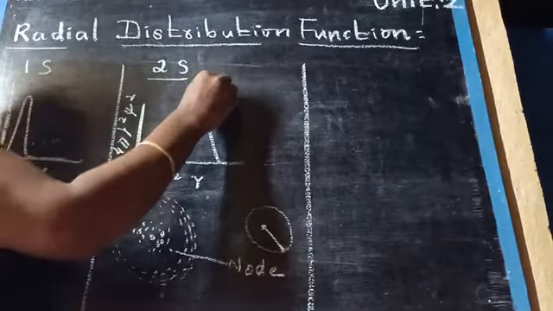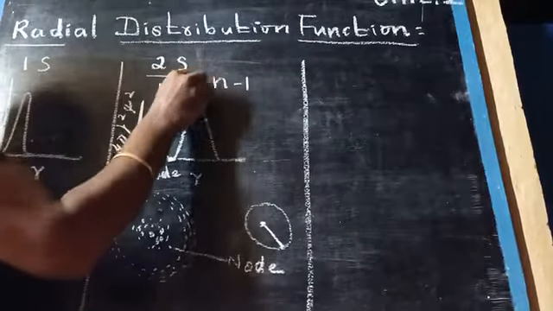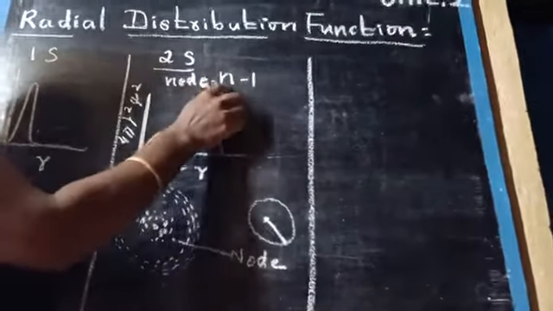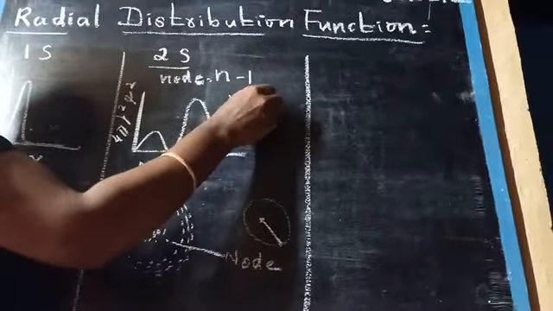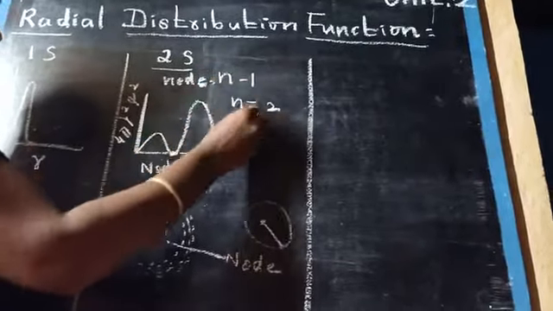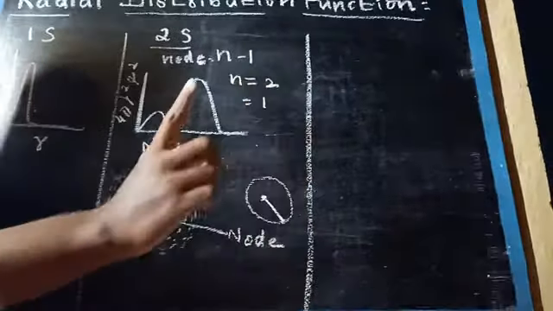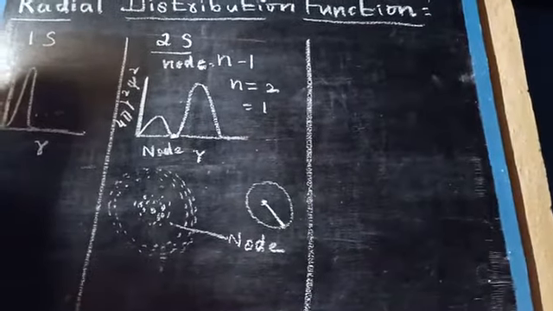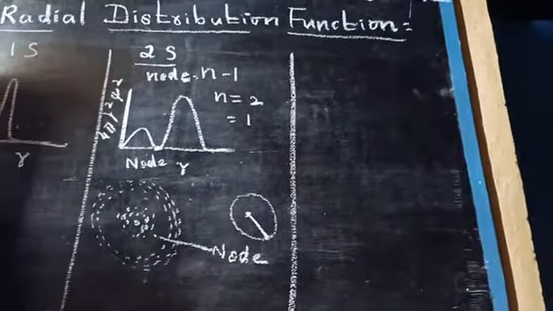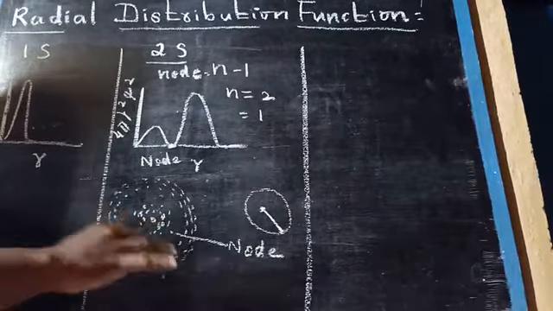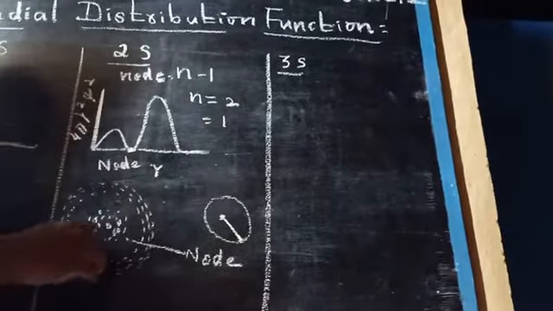According to the node calculation formula n minus 1, n is the principal quantum number. For the 2s orbital, n equals 2, so 2 minus 1 equals 1. How many nodes are present in the 2s orbital? Only one node. Are you clear, children? Hereafter there is no electron, just empty space. Are you clear, children?